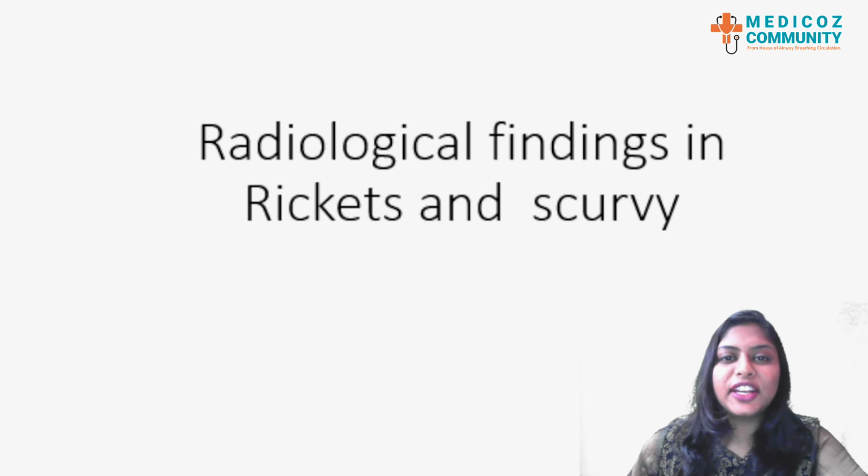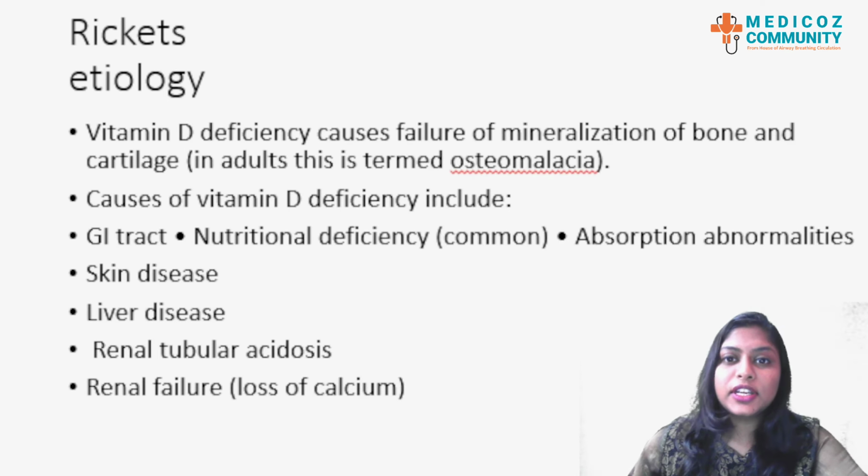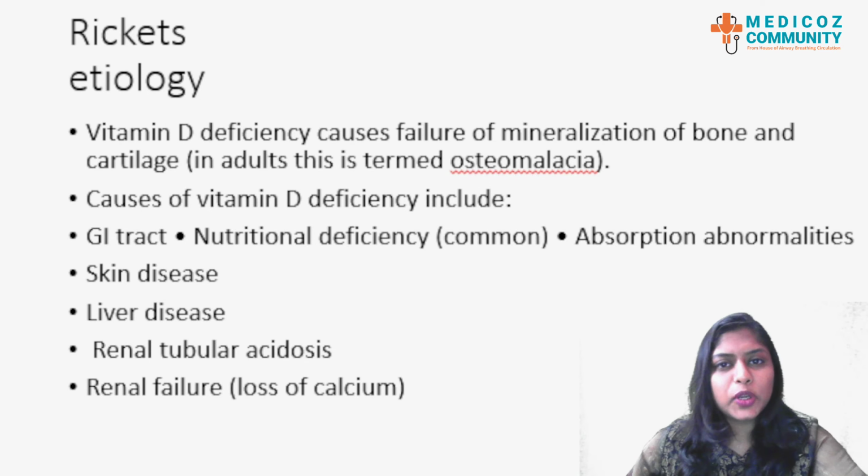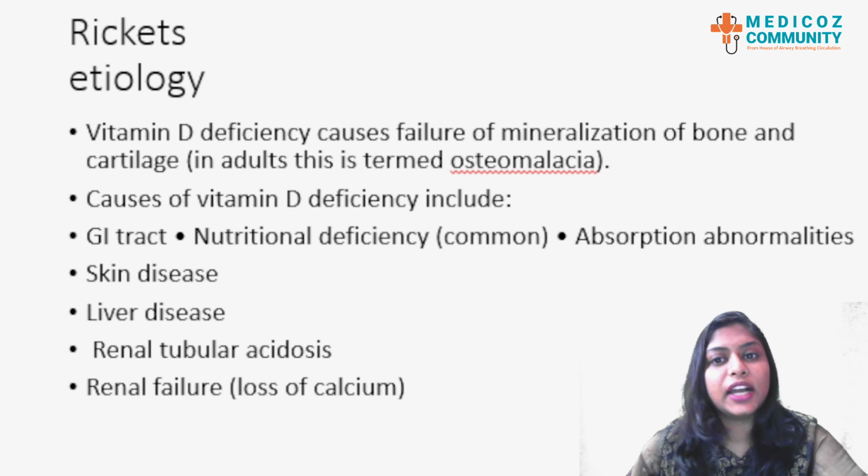Today's topic is radiological findings in rickets and scurvy. So first, we'll see about the etiology. It is important to know the etiology of a disease so that it will be easy to remember the radiological findings. What is rickets? It is because of vitamin D deficiency, which causes failure of mineralization of bone and cartilage.